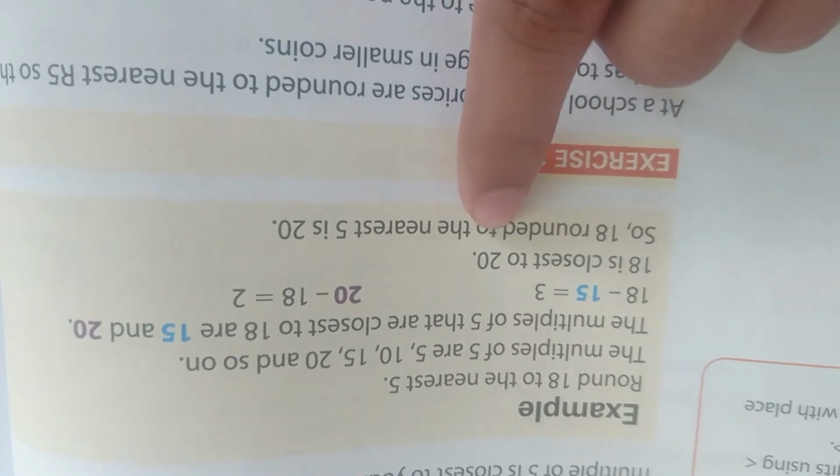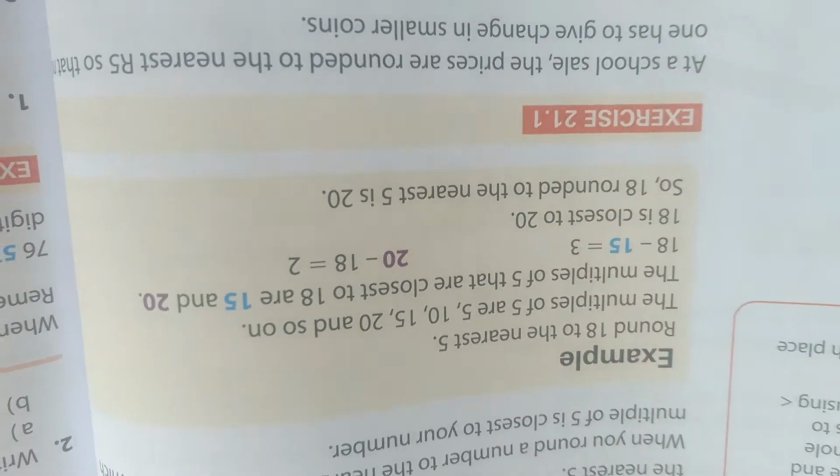18 minus 15 is 3, and 20 minus 18 is 2. Therefore, 18 is actually closest to 20. Therefore, 18 rounded to the nearest 5 is going to be 20. Okay? Do you understand? Let me know if you understand.